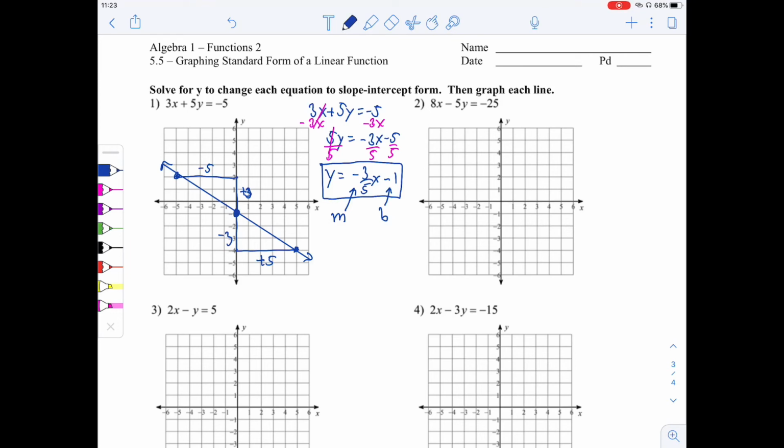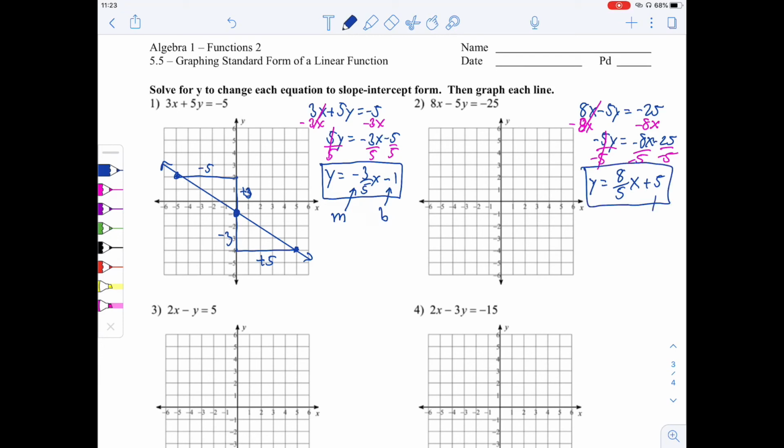Okay, second one. 8x minus 5y equals negative 25. First thing, subtract our x variable from both sides. So negative 5y equals negative 8x minus 25. Then we're going to divide everything by the coefficient next to the y. And we got y equals negative 8 over negative 5, cannot reduce it. But negative divided by negative is positive, so 8/5 x, and negative 25 divided by negative 5 is positive 5.